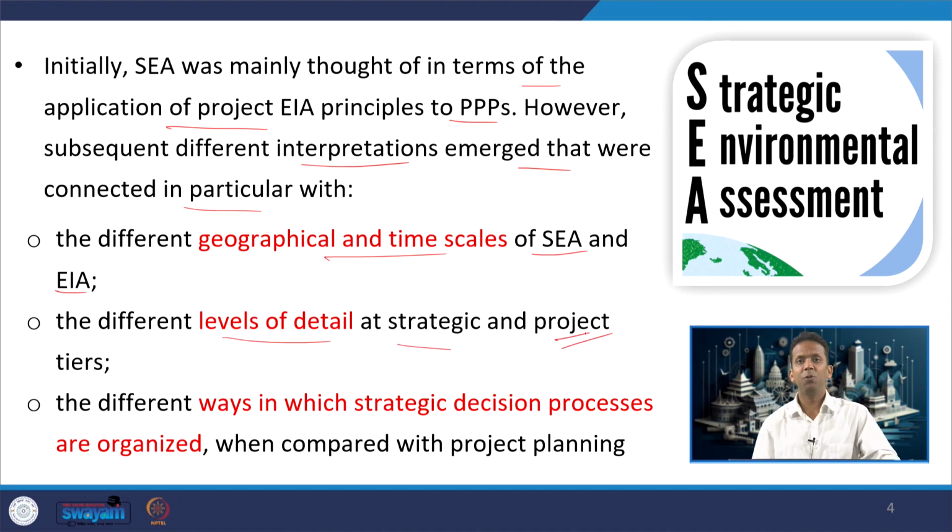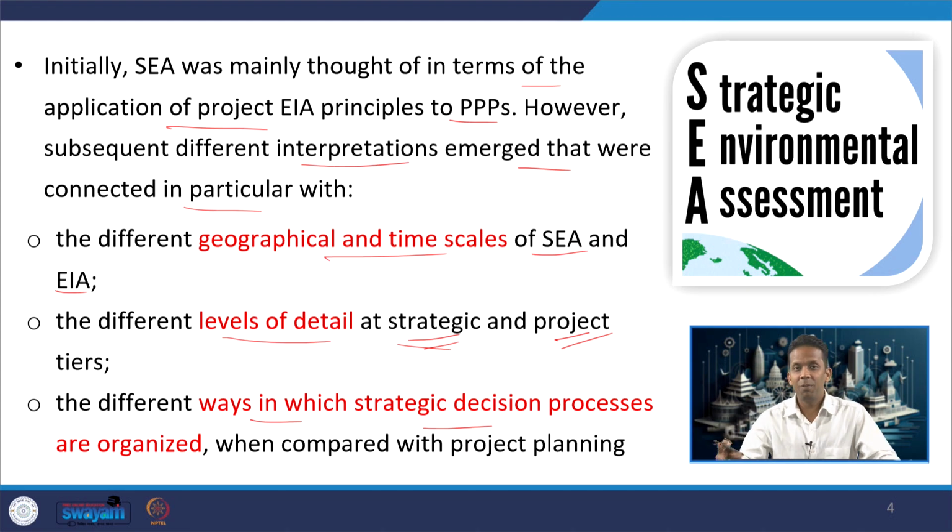At the project level there would be a lot of data available to us for conducting the EIA, but at the strategy level the amount of data or detail available would be limited. So, the levels of detail are different. Then there are different ways in which strategic decision processes are organized when compared with project planning. If you remember, while we studied the environmental planning part, there were different types of planning, and one of the most important was strategic planning.